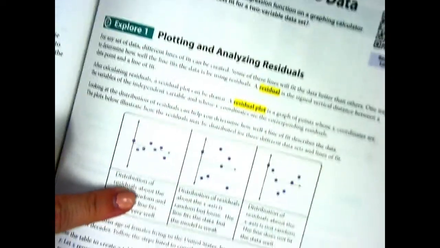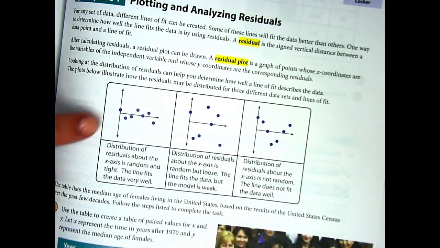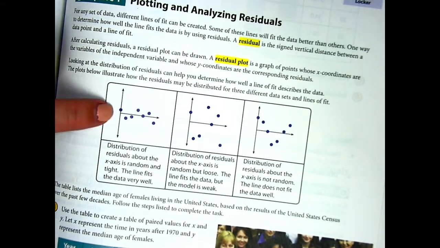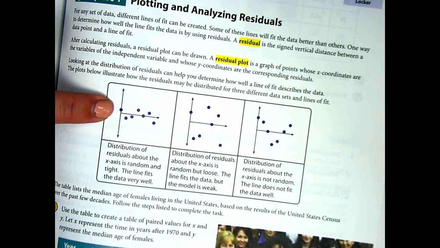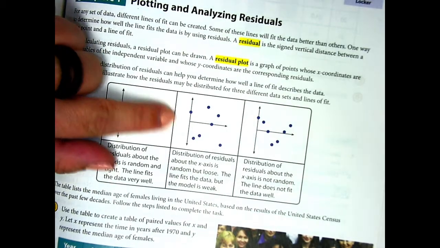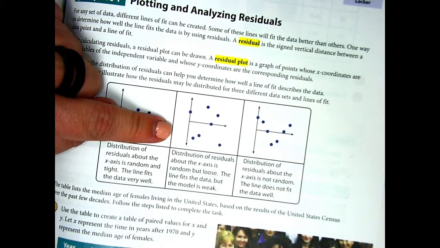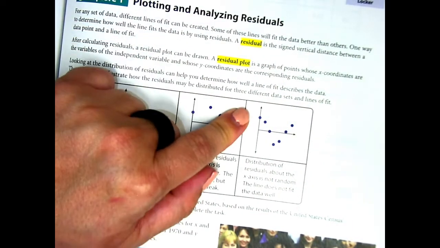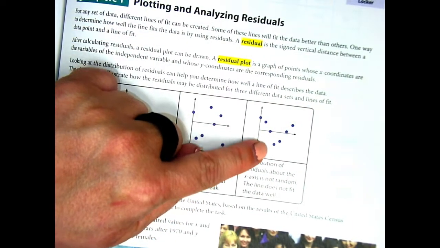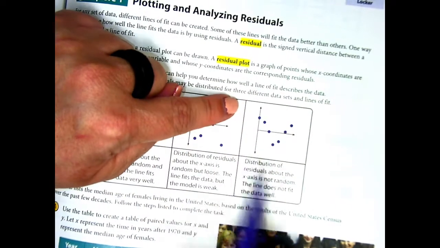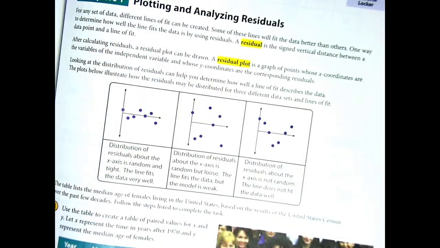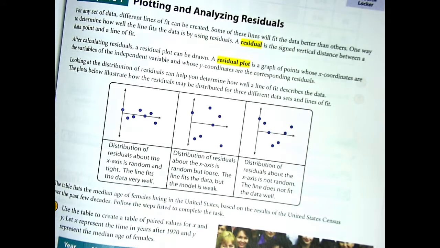In your book there are actually three examples of residual plots. The distribution of residuals is random about the x-axis, and it's tight, so that's a very good fit. In the second one, it's random, but it's a loose fit, so the data fits the model, but it's a weak fit. And then the distribution of these residuals is not random. You can see it forms a little curvy thing. That means that the line doesn't fit the data well. Okay?